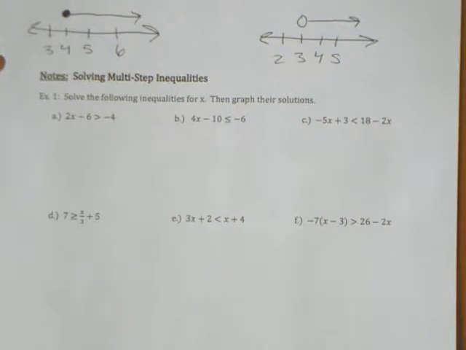Do these the exact same way as you would do a two-step equation. If you add or subtract on both sides, what happens to the inequality? It stays the same. Adding or subtracting, the sign stays the same. If you multiply or divide by a negative number, you flip. Multiply or divide by a positive number, it stays the same.